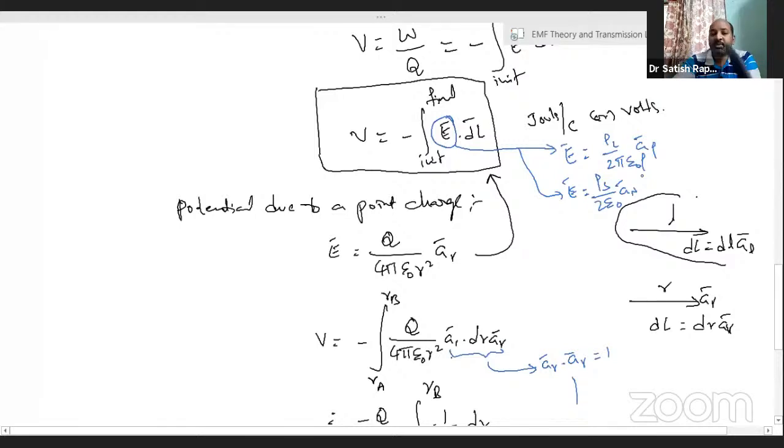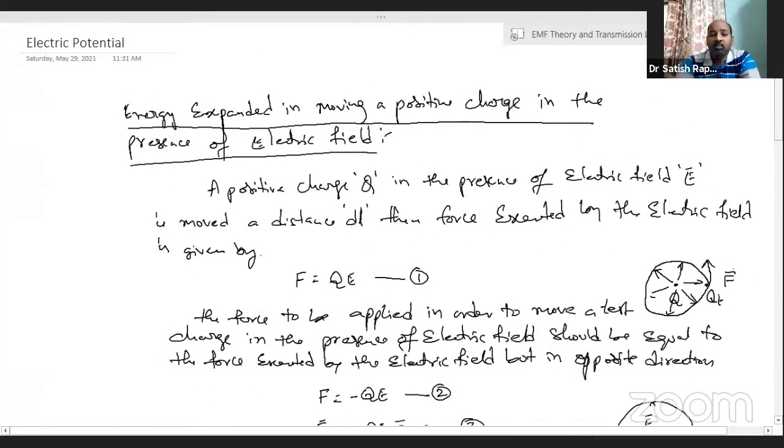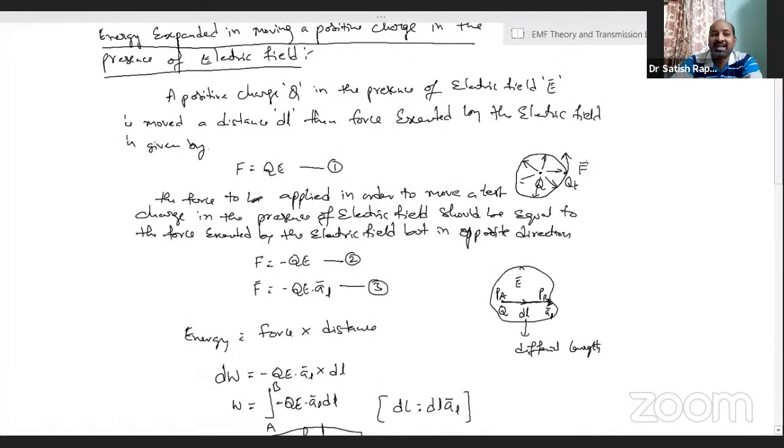With this we have completed electric potential. So once again let me give an overview and let me close the session. In order to understand electric potential, first of all we need to know the energy expended in moving a positive charge. Energy is nothing but force into distance. So therefore, the electric force.